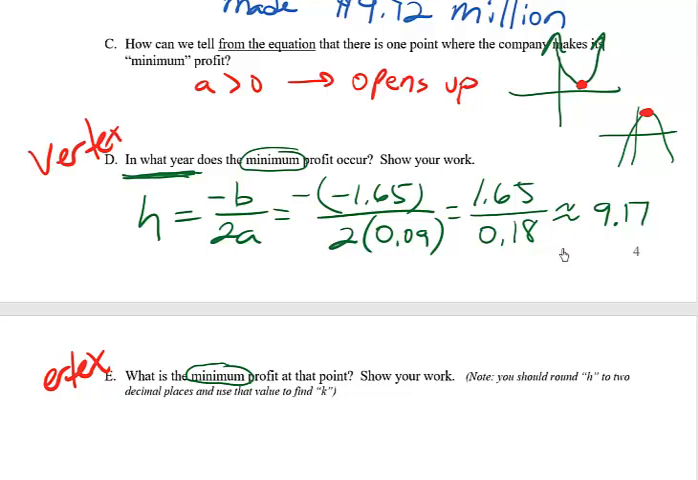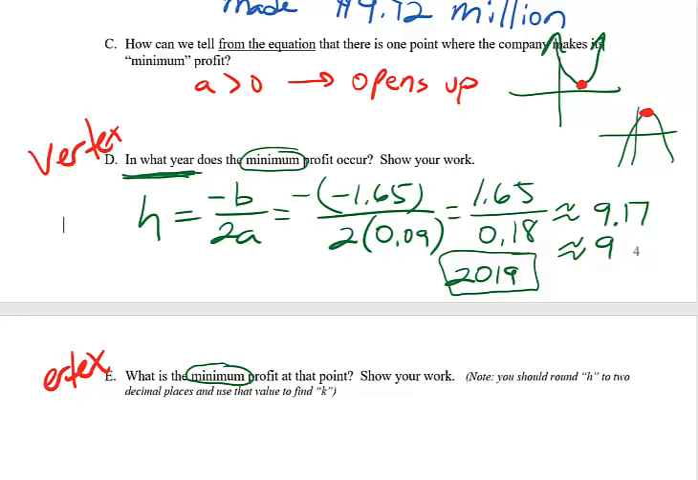We generally round our year information to the nearest whole number. That would be 9. Then I have to think about the let statement. Let's see, T stands for number of years since 2010, if you check the let statement. So I believe our final answer to part D is the year 2019. We're saying in that year, this company is going to hit rock bottom. They're going to hit their lowest profit.